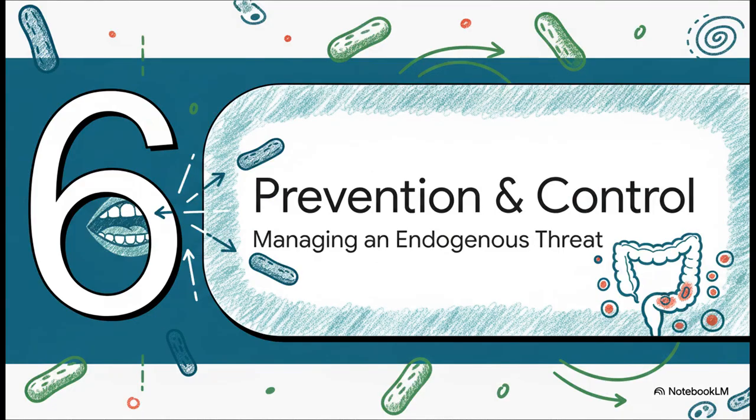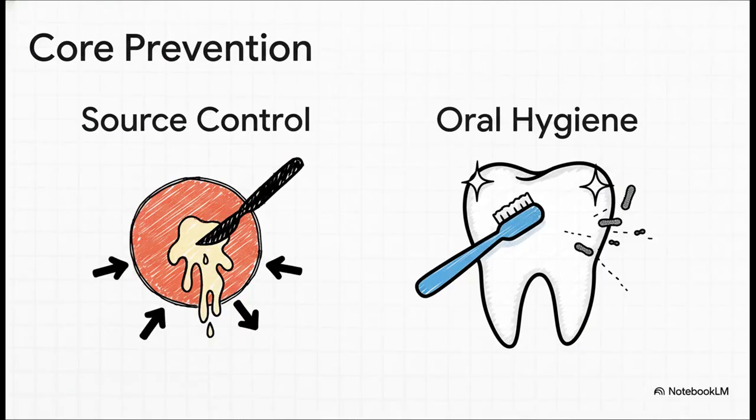All right, finally, let's talk prevention. This is a tricky one, right? How do you prevent an infection from an organism that's already part of your body's normal flora? The key here is really twofold. For a patient who already has an active infection like an abscess, nothing beats aggressive surgical source control. You've got to get that pus out.